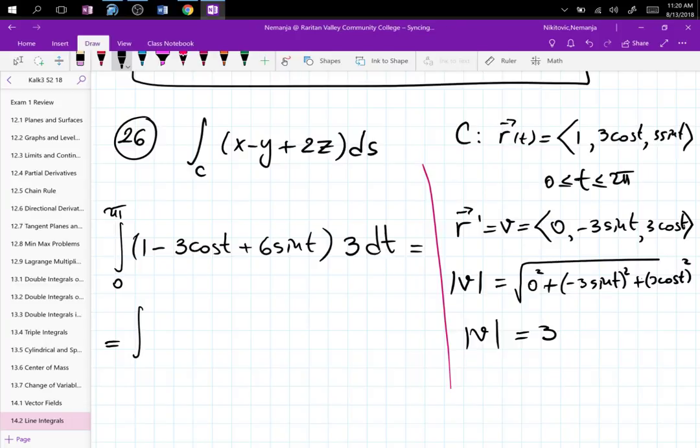Now I have the integral from 0 to 2 pi, and we can kick 3 outside of the integral, obviously, and now we're integrating. Sorry, no integral there, I'm integrating. So t minus 3 sine t minus 6 cosine t from 0 to 2 pi.